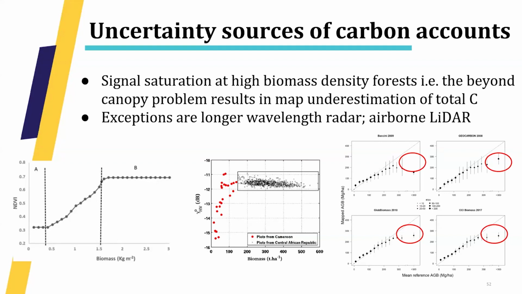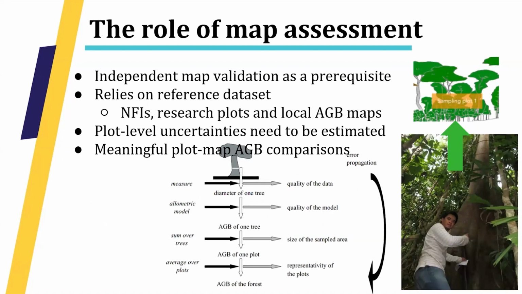That might be resolved by flying a longer wavelength sensor like P-band, the BIOMASS mission. LiDAR also mitigates that problem because, as you saw, it can give a nice waveform of the tree structure. But these kinds of problems, as we assessed, affect 4 maps, including the benchmark maps, which suffer from this map underestimation. And we were able to say so because of the map assessment exercise that we did.